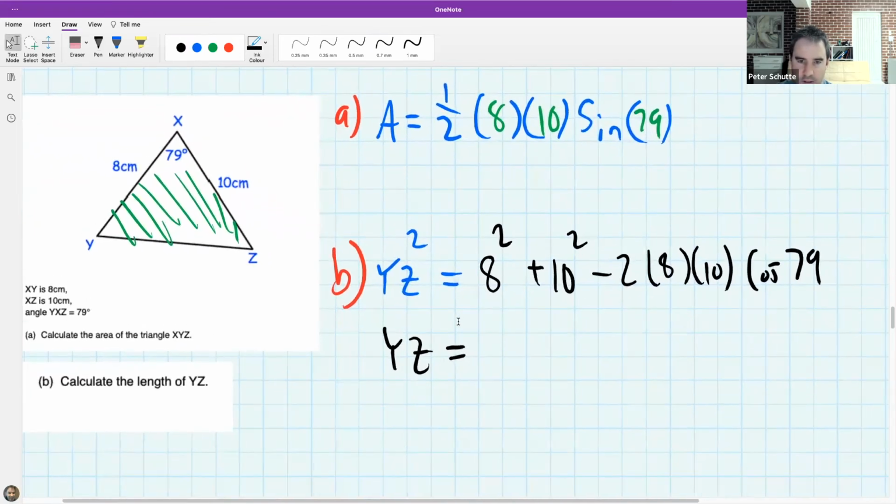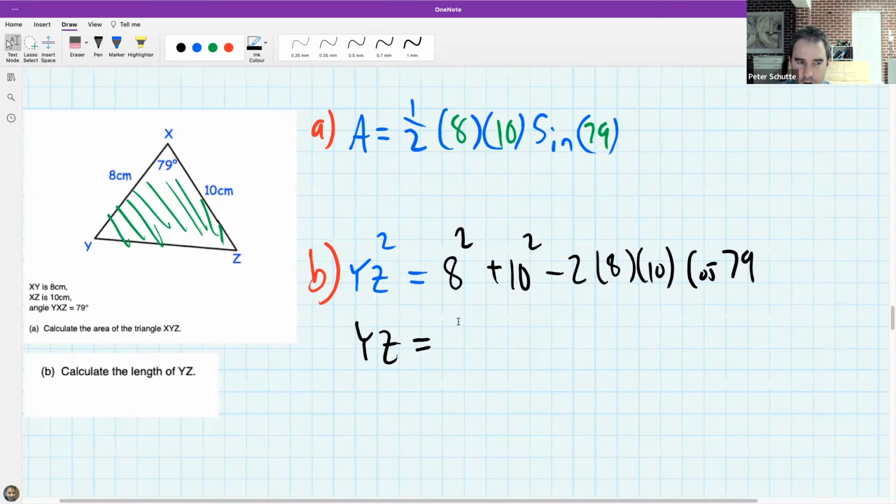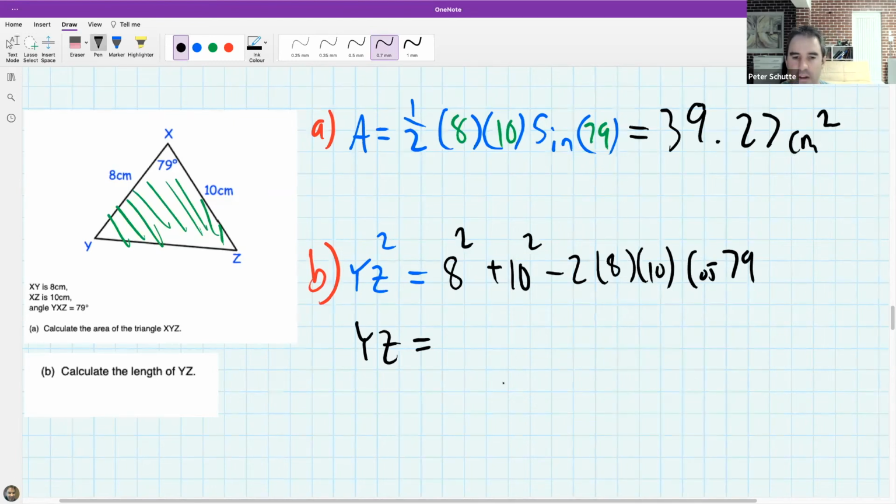So I'm going to give you a little bit more time, but just to notice how there's some parts that are the same in the area rule, and there's some parts that are different. And I just want you to start getting used to seeing them both together. So 0.5 times sine of 79. So you should get, for the area of the triangle, 39.27 centimeters squared. And then, well, let's get YZ squared first, and then we'll get what the length of YZ is.